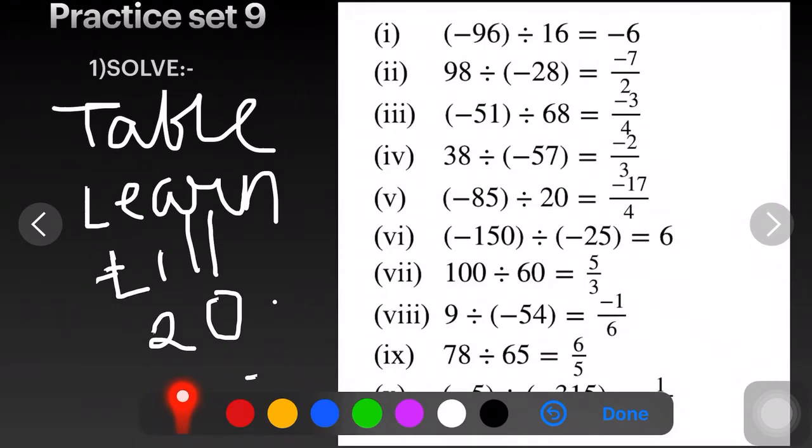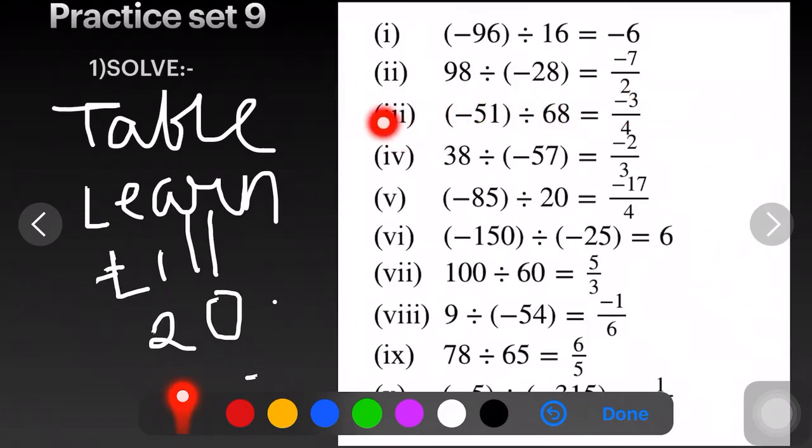Okay, now students, see question number 1 of practice set 9. -96 divided by 16. Again as you all know, a negative number divided by a positive number will give a negative answer. So the answer will be -6. Now see second sum student, 98 divided by -28. A positive number is divided by a negative number, so the result will be negative, -7 upon 2.